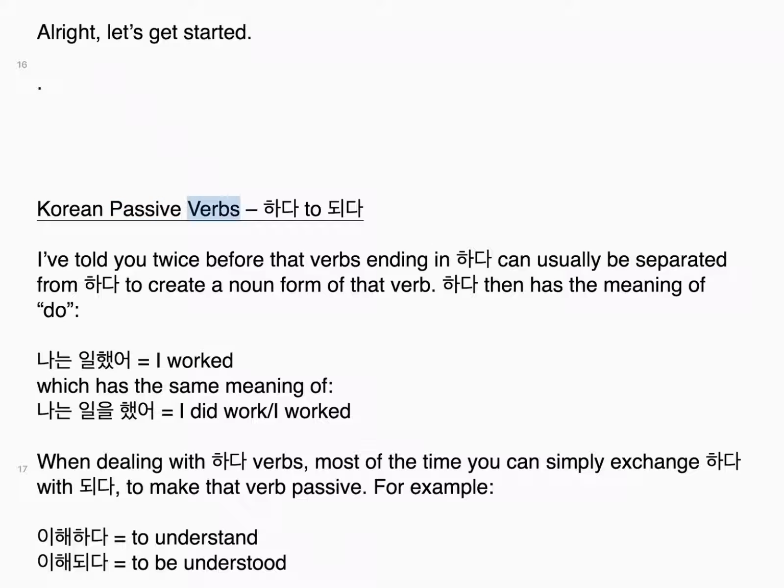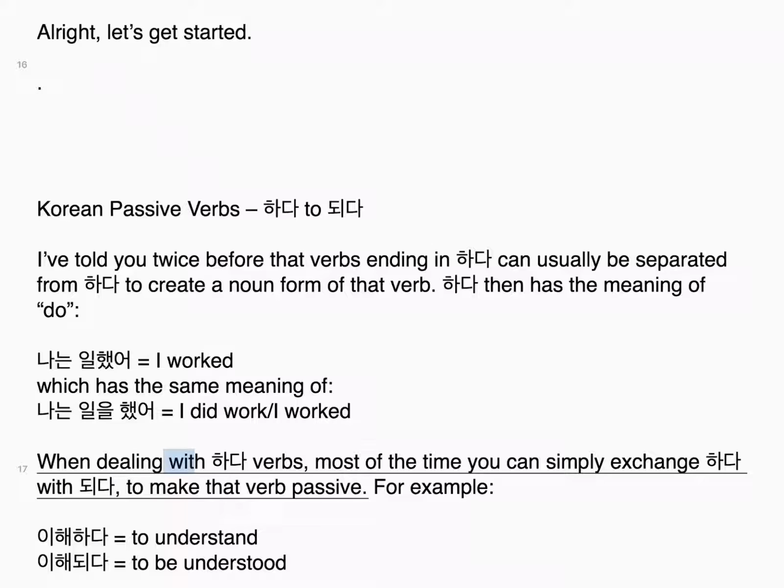Korean passive verbs: 하다 to 되다. I've told you twice before that verbs ending in 하다 can usually be separated from 하다 to create a noun form of that verb. 하다 then has the meaning of do. 나는 일했어, I worked, which has the same meaning as 나는 일을 했어, I did work, I worked.